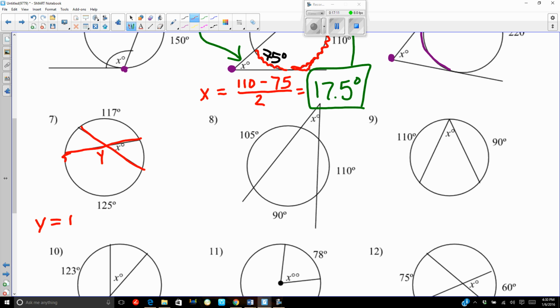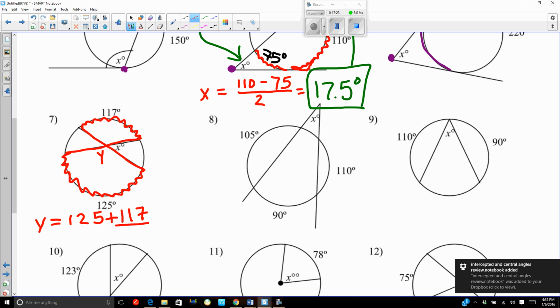And the arcs that they give us are 125 and 117. It doesn't matter which one you write first, since we're adding them together. It only matters if you're subtracting. So there's the formula to find y: 125 plus 117, divided by 2.